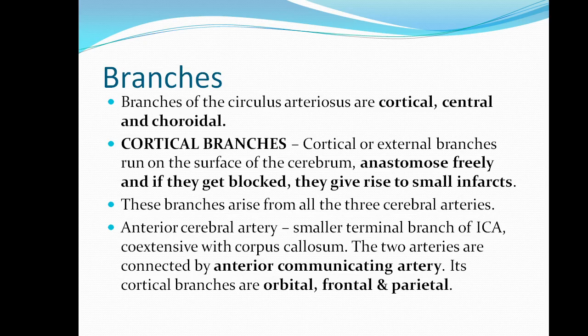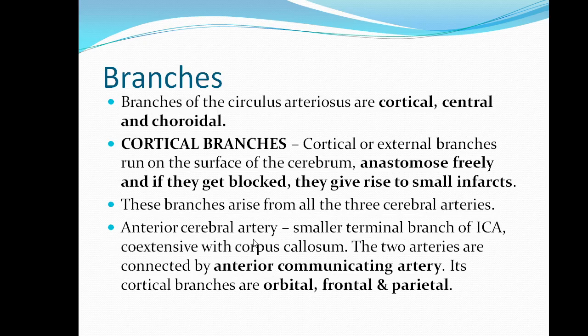Branches of the circle of Willis. The branches of the circulus arteriosus are cortical, central, and choroidal. The cortical branches are the external branches that run on the surface of the cerebrum and anastomose freely. If they get blocked, they give rise to small infarcts of the cortical tissue of the cerebrum. These branches arise from all three cerebral arteries.